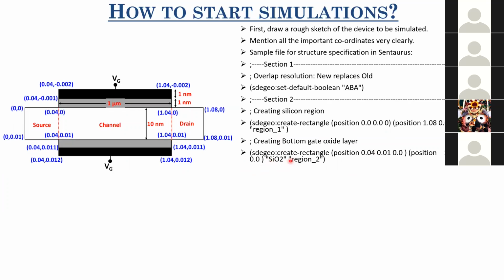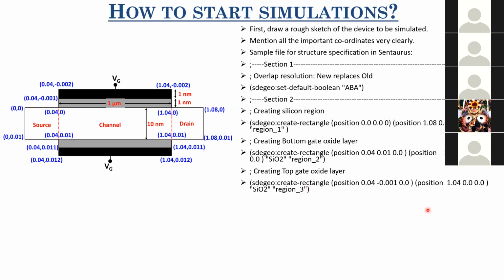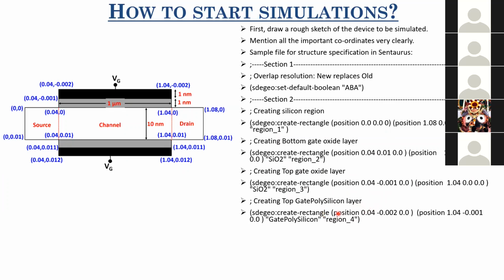So, and then we define that it's SiO2 and we name the region as region 2. Similarly, we can make it for the top gate oxide layer. We just define the opposite diagonal elements. Then for the gate polysilicon layer, we just have to define that it's a rectangle.